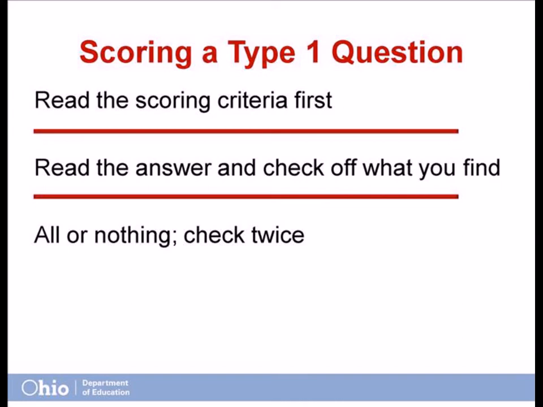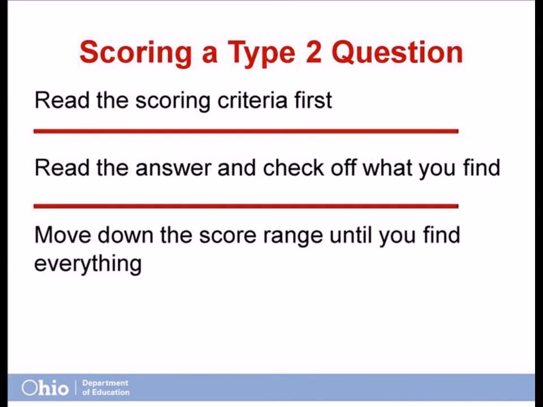Once you have read the entire response, examine your rubric checklist. If you have found every criterion on the list, you would award the points as indicated in the rubric. If you have not found the entire list of criteria, you would not award points to the question. Take one more look at the response just to make sure you have not missed something.